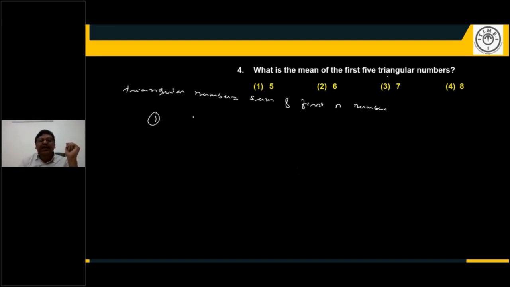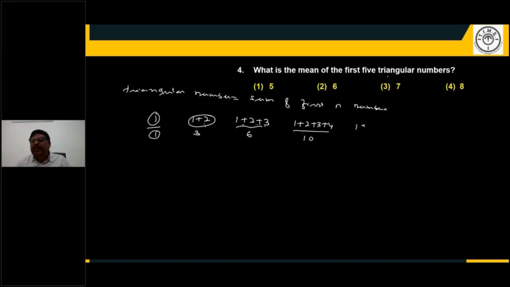What is the next triangular number? 1 plus 2, 3. That is the next triangular number. The third triangle number is 1 plus 2 plus 3, the sum of first three numbers. First triangular number will be 1. Second will be 1 plus 2, 3. Third will be 1 plus 2 plus 3, 6. Fourth means 1 plus 2 plus 3 plus 4. How much is it? 10.